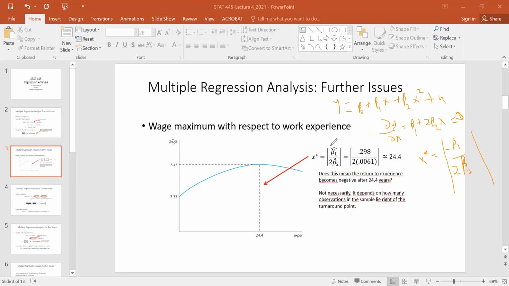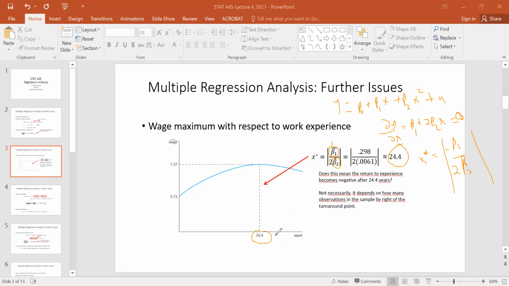So you will have this number. Beta 1 would have been estimated, and this would have also been estimated. In your homework too, I've challenged you to learn the estimation. So this is known, you plug them in and you get a number like this. But be careful not to say the turning point is 24.4 years of experience. After you find it, when people ask you the turning point, just be careful. It may not be true, right?